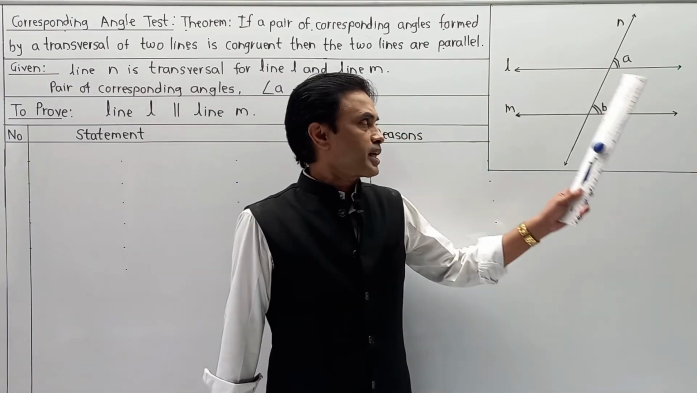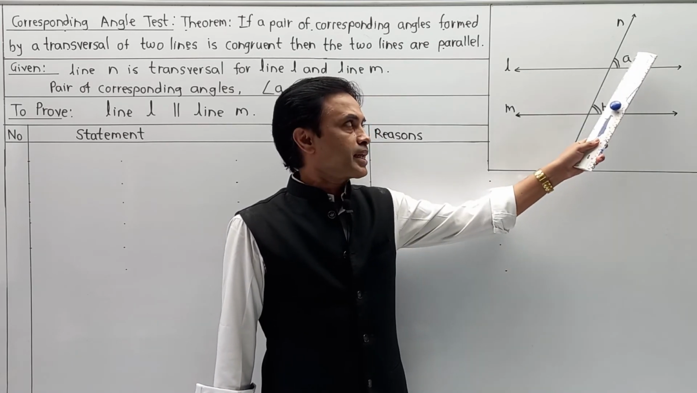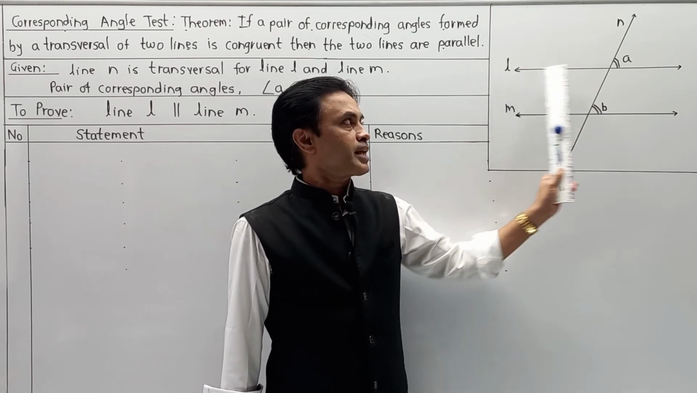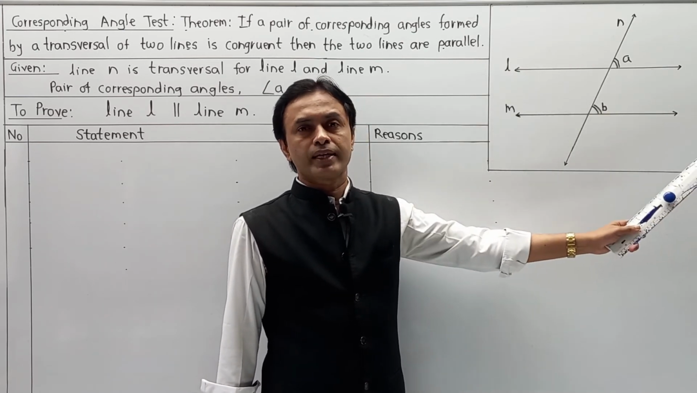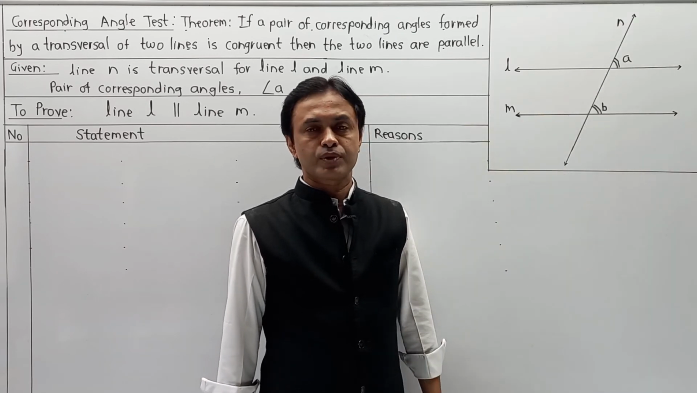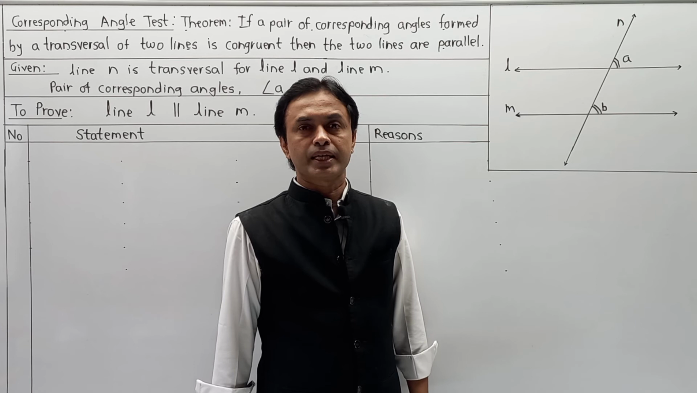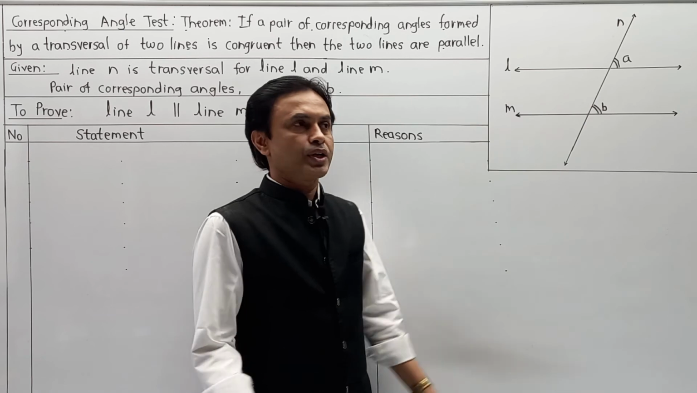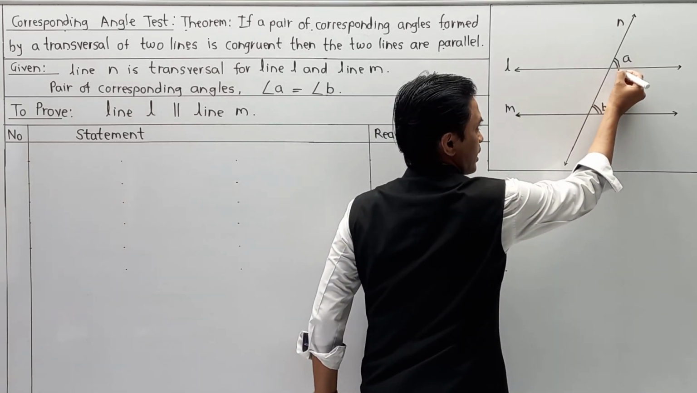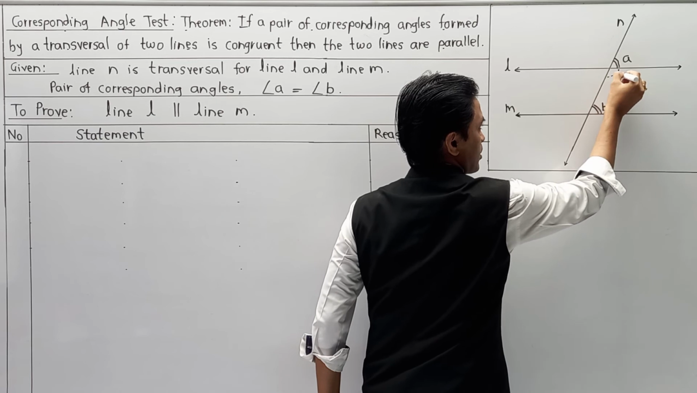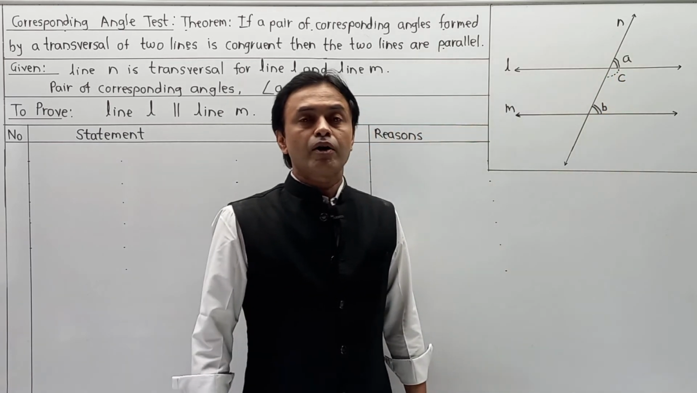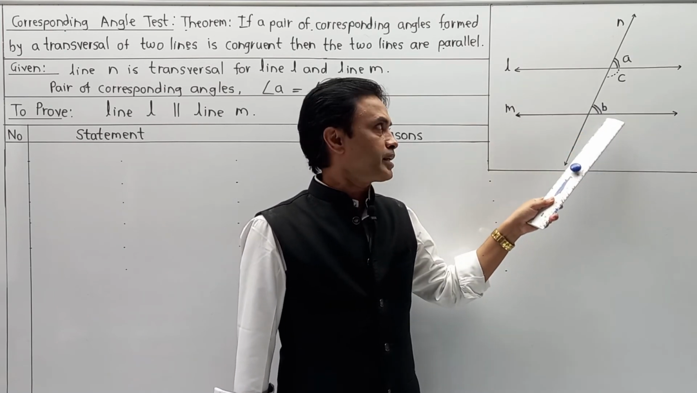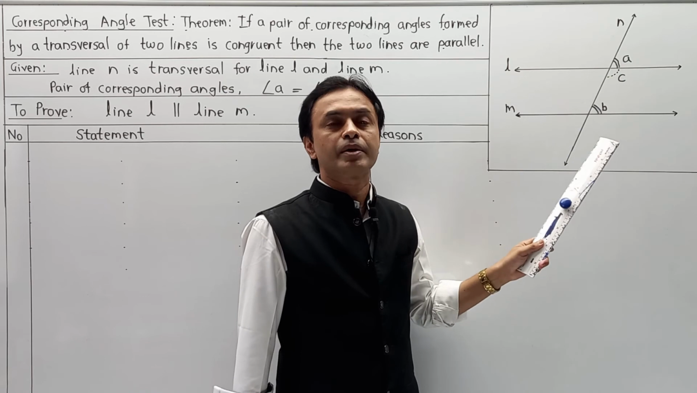Now, one by one, once again we are moving over here. They have given us that angle A equals angle B, and our target is to prove that line L is parallel to line M, where line N acts as a transversal. Now again we are doing the same thing. We are taking an additional angle. Here, as A and B are there, I am going to take an extra angle, and the name of this angle is C. Now our first statement is that angle A equals angle B. It is given by them.